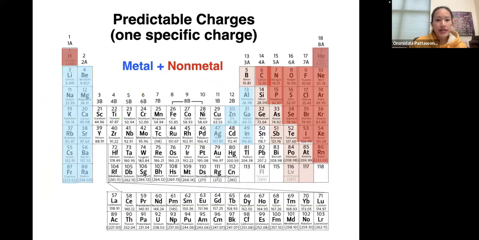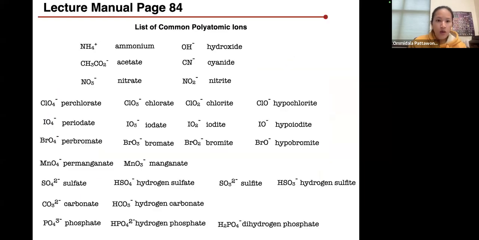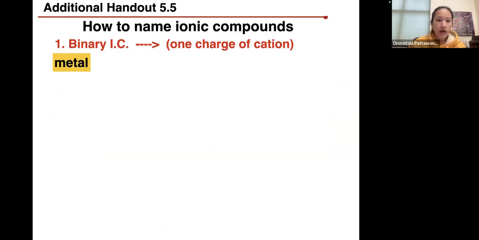All right, so let's take a look at one specific charge first. Again, to remind you, it's going to be group 1A, 2A, and 3A, including zinc and silver. Silver would be +1, zinc would be +2. Actually, the ones that have multiple charges would be the rest of the metals. Now let's take a look at how we can name them.